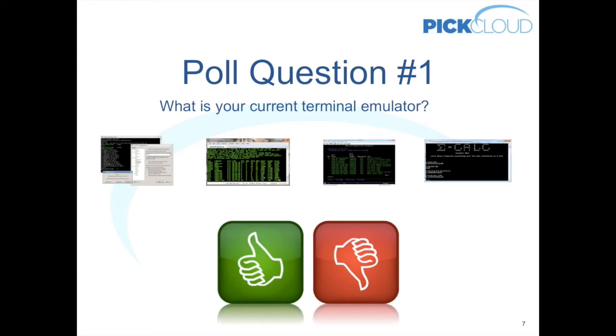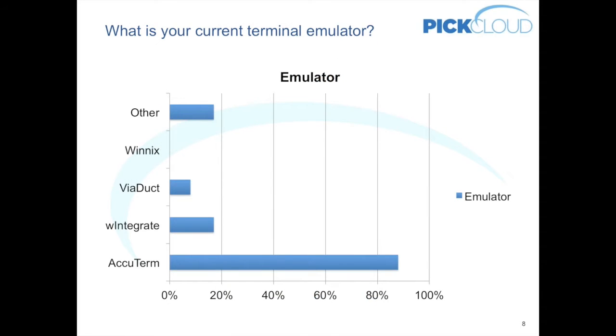All right, let's show the results of the poll. Okay, good. There we go. Well, this is good for Pete. Almost 85% of our audience is using AccuTerm. So I think they're here to learn more about what they can do with AccuTerm. And then, of course, a couple of our favorites that are up there, Wintegrate and Viaduct. And some of the others, probably the ones that are built into some of the PCs that are out there. So this is a good feel for our audience here. It's good to see that a lot of you are using the product, so hopefully you're going to learn a lot more about it.